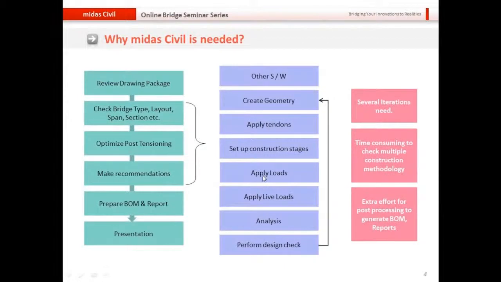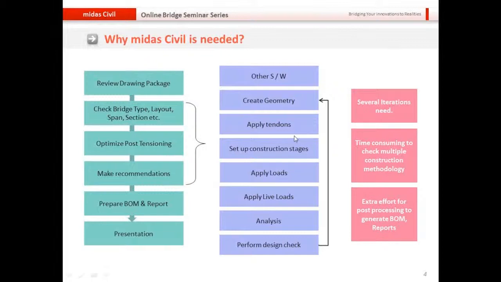Then engineers apply the live loads and the other static loads. Then they perform the analysis, and then they perform the design. Now, if the design checks are not as per the criteria, he has to go back and redo the entire process. So while creating geometry, he has to use a different cross section this time, or if the cross section is fixed, he can alter the span lengths. If not, then he has to come and modify the tendons.